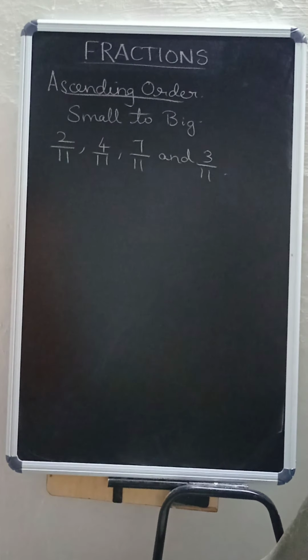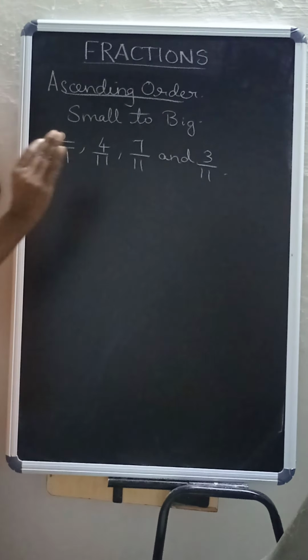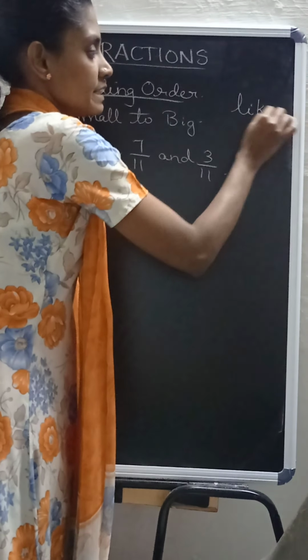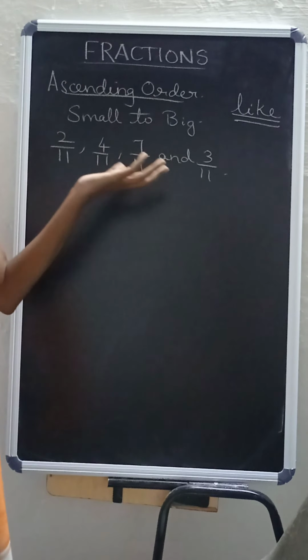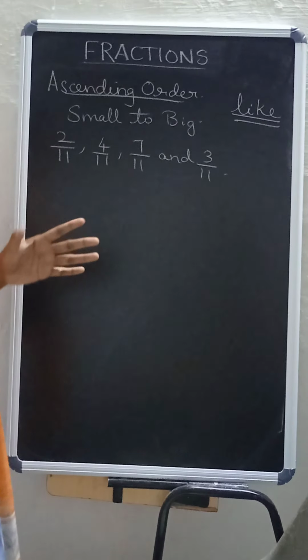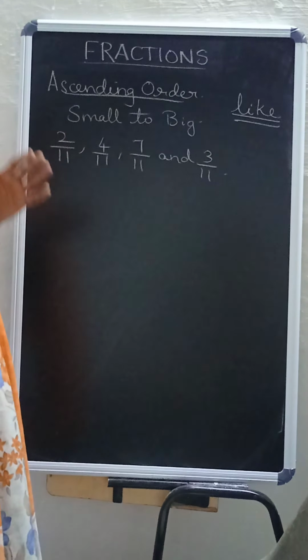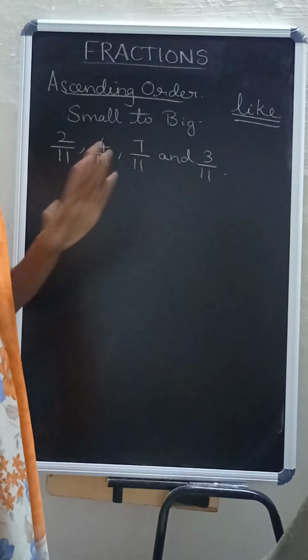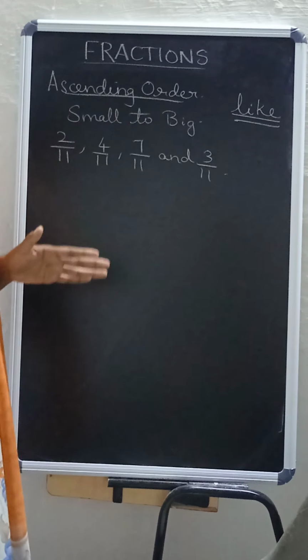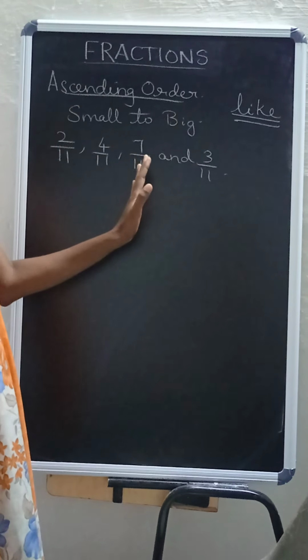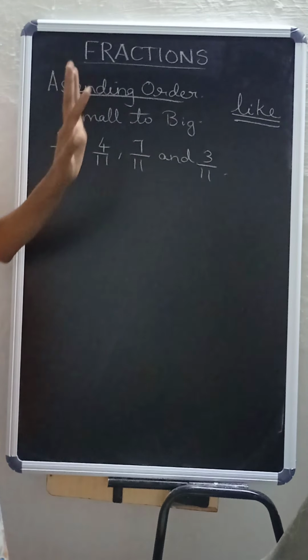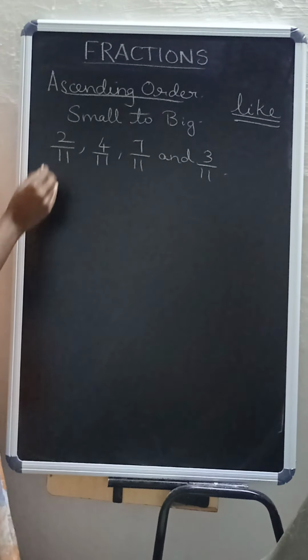Arrange the like fractions in ascending order. Now please note, you can only arrange the like fractions in ascending order or descending order. You cannot arrange the unlike fractions in ascending or descending order. Because the denominators are different, it is very difficult to guess which number is big and which number is small. So definitely the denominators need to be same in order to find which fraction is big and which fraction is small. So you can arrange the fractions only if they are like fractions. Note that.